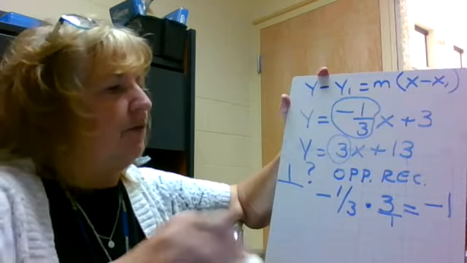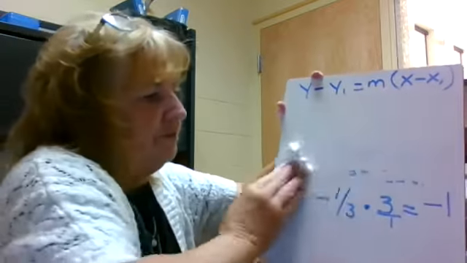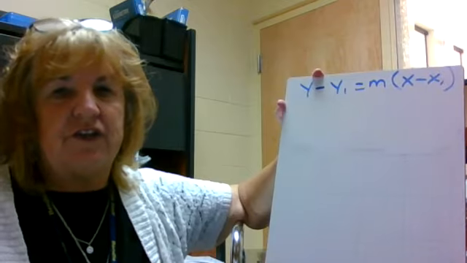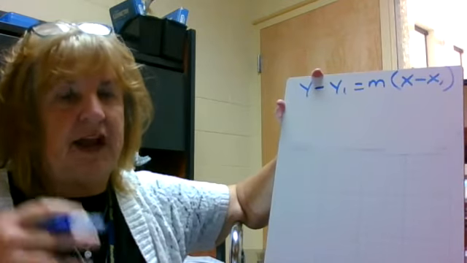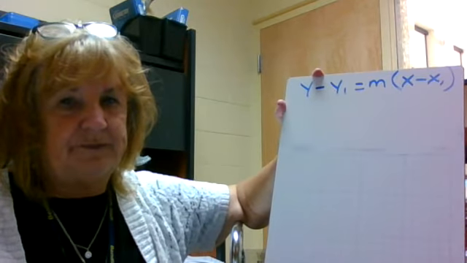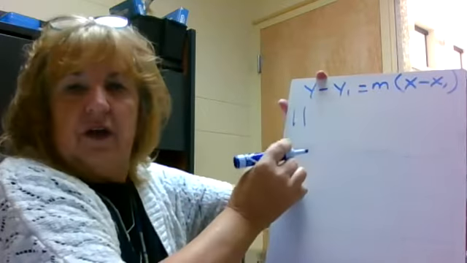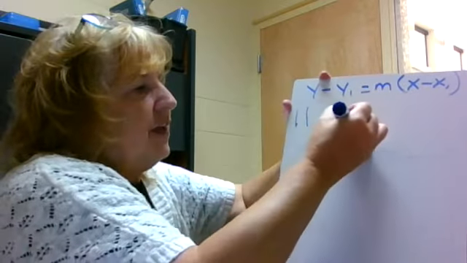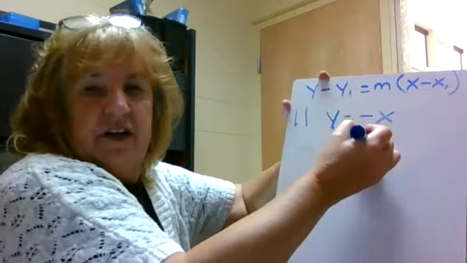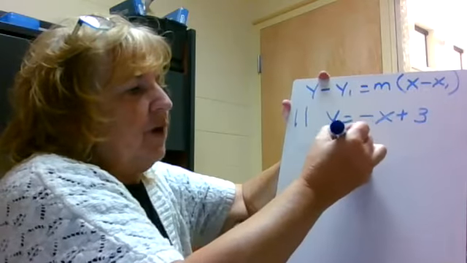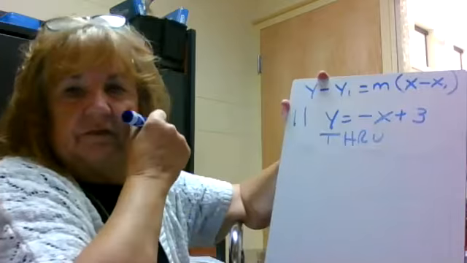Okay. Practice number 4. Write an equation in slope-intercept form. So we're going to have to do the algebra at the end. It is parallel to y equals negative x plus 3, and it has to go through the point 3, 1.